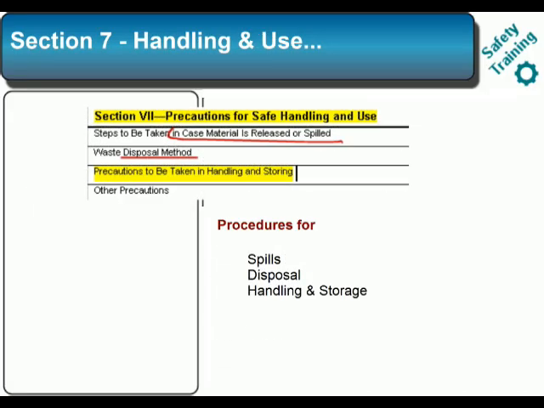Section 7 lists information for the safe handling, storage, and disposal of the product. It also contains safety procedures to follow in case the product is spilled.